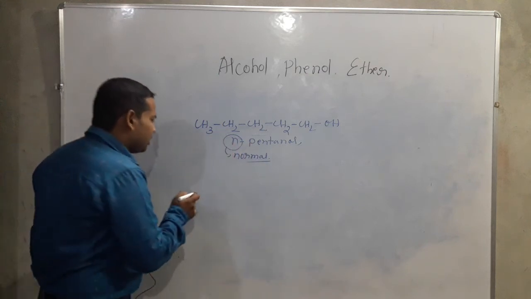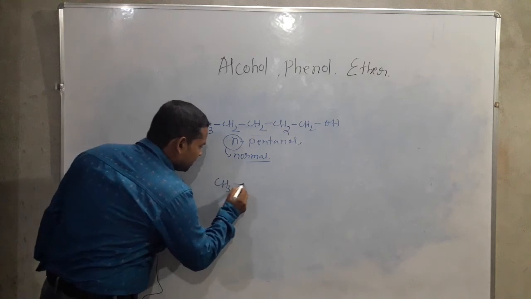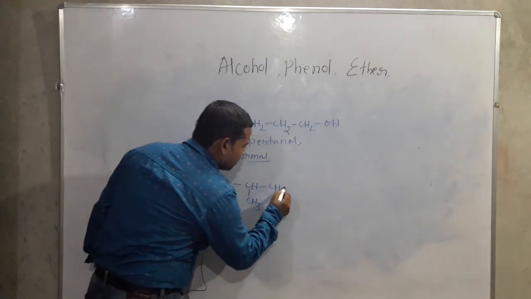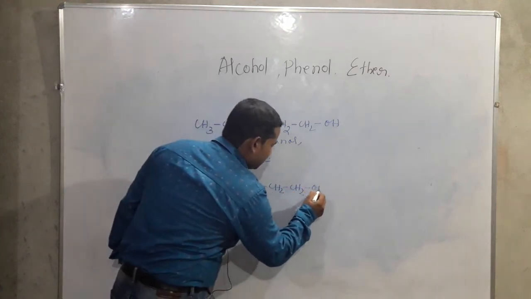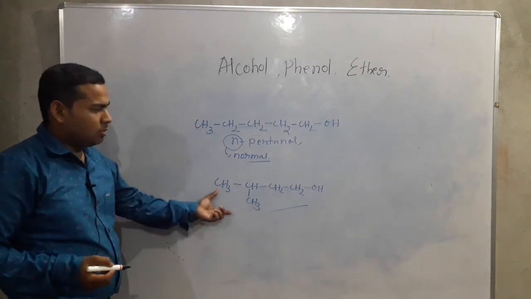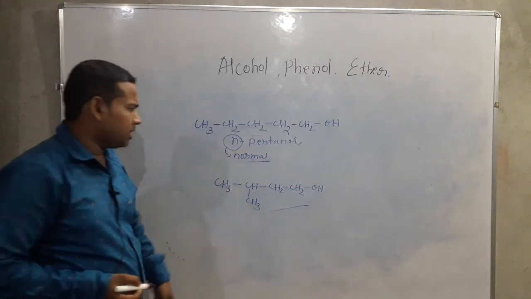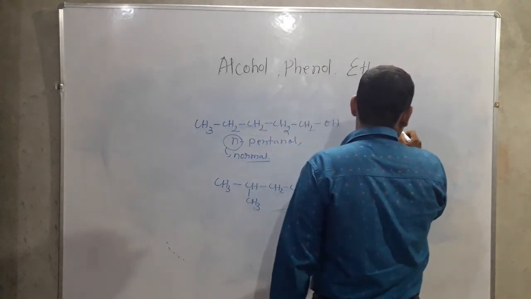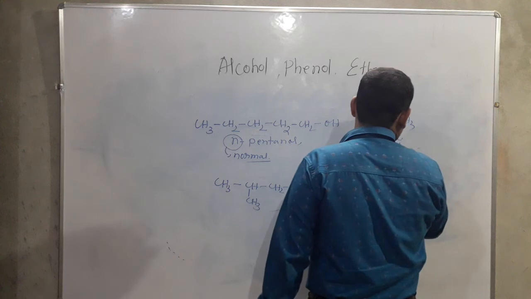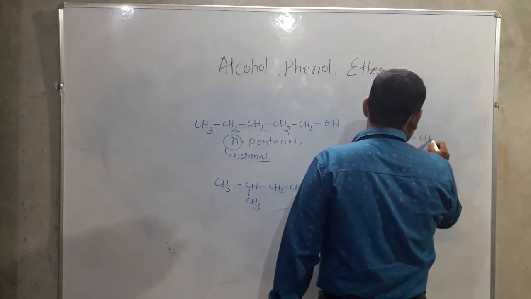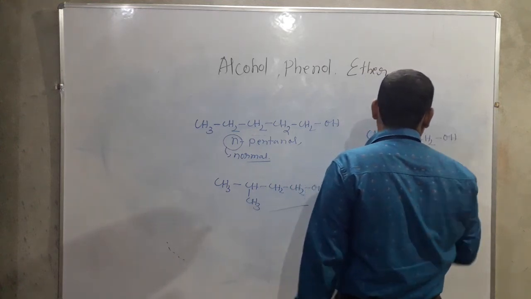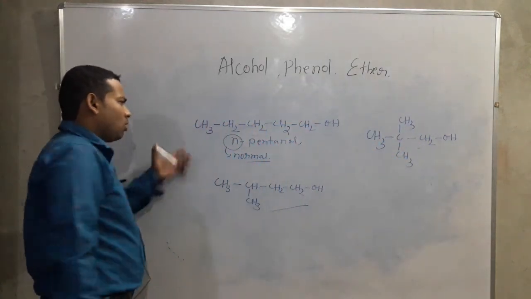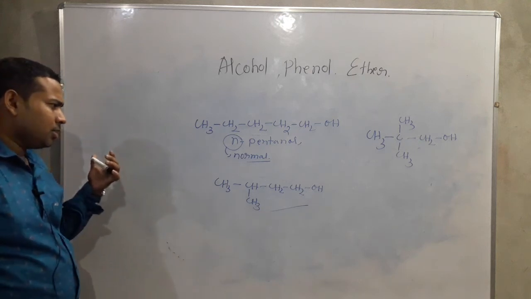Clear? Another one: CH3, CH, CH3, then CH2, CH2, OH. This is isopentanol. This is an isomer. All of these are isomers, that is, chain isomers. Another one is CH3, then C, CH3, CH3, then CH2 OH. This one is neopentanol. So all of these are chain isomers of each other. Clear? So what happened here?